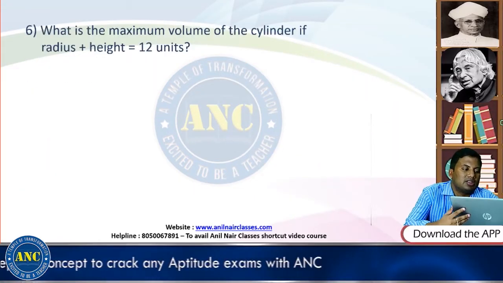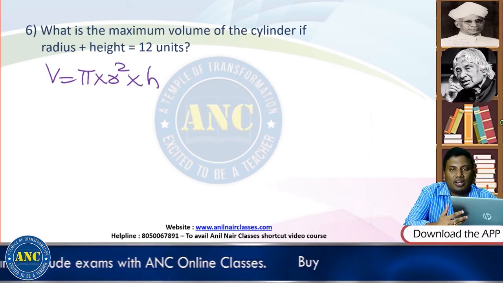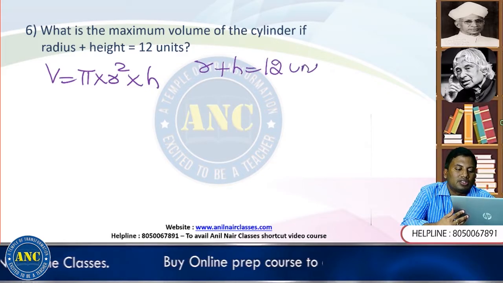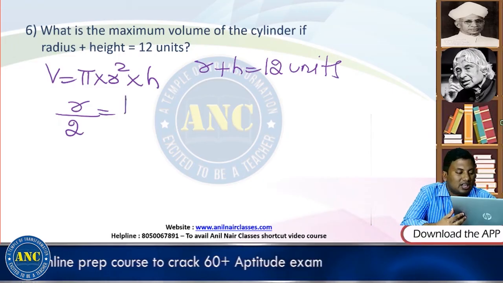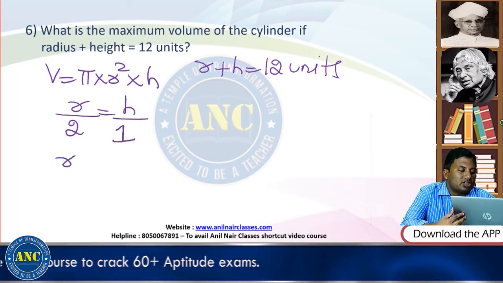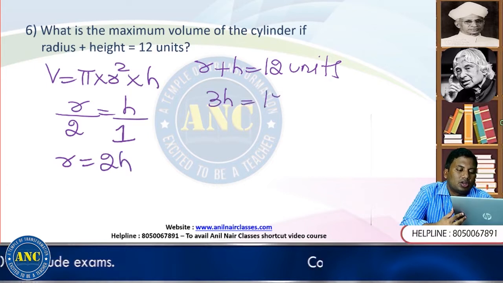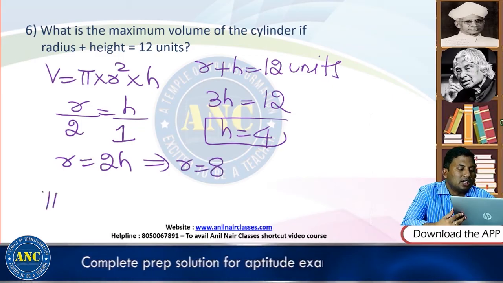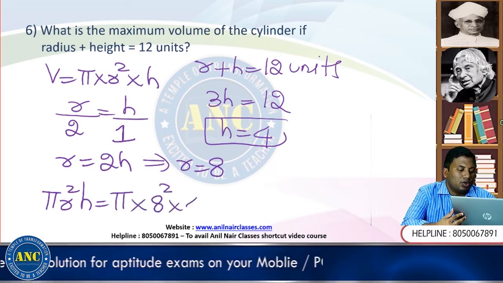Another question. What is the maximum volume of the cylinder? Volume of the cylinder is pi r square h. R plus h is 12. If R plus h is 12 units, ratio of the base to the power should be same because the sum of the bases is constant. R by 2 equivalent to h by 1. So R equivalent to 2h. 2h plus h is 12. 3h equivalent to 12. H equivalent to 4. R is nothing but 2 into 4, 8. So answer is pi r square h. So it will become pi into 8 square into 4.